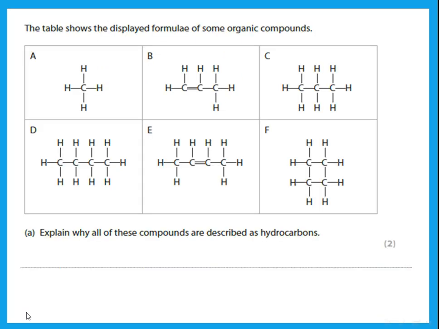The table shows the displayed formula of some organic compounds. Explain why all of these compounds are described as hydrocarbons. What do we mean by hydrocarbons? They are hydrocarbons because they contain carbon and hydrogen only, and the word only is essential. There is a mark out of these 2 that is just for the word only.